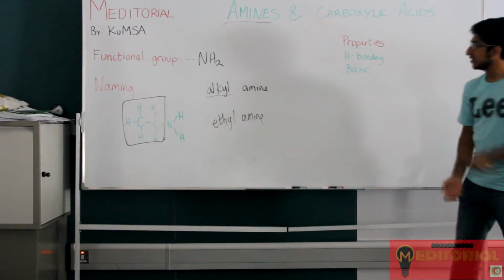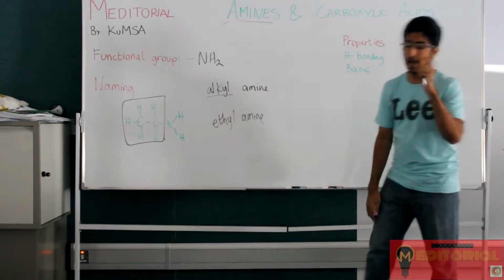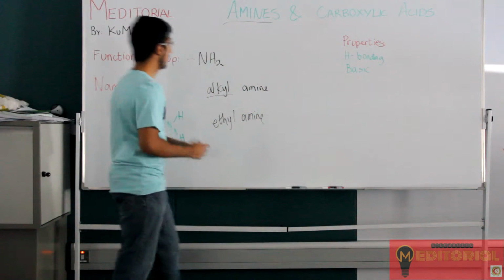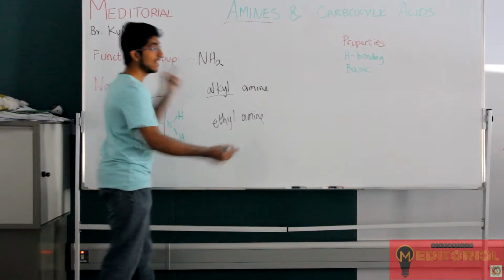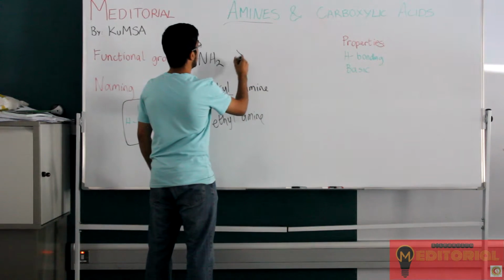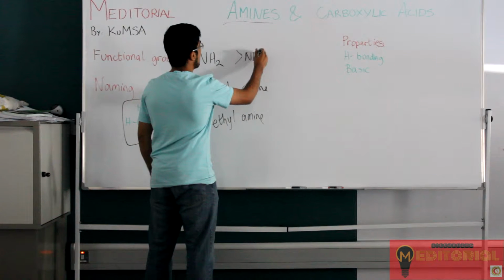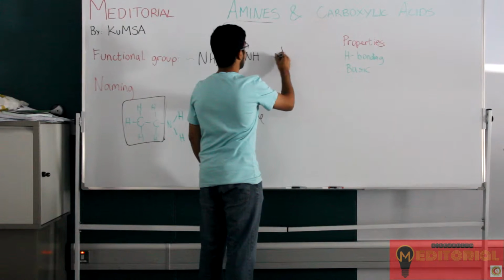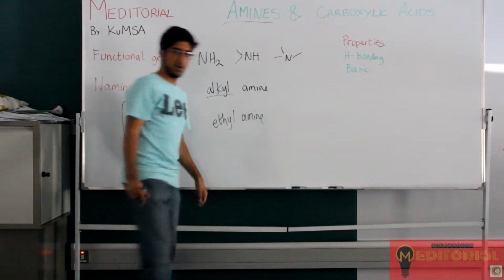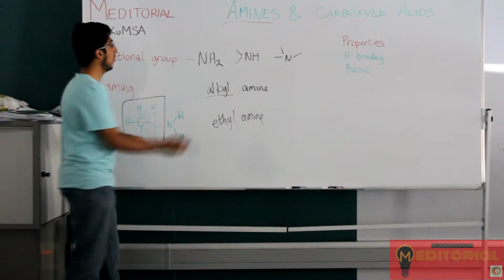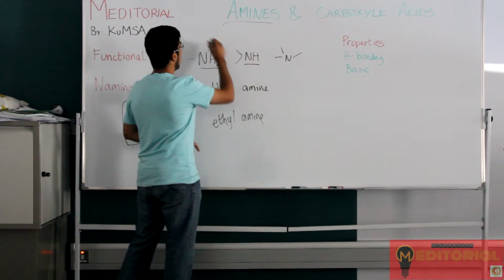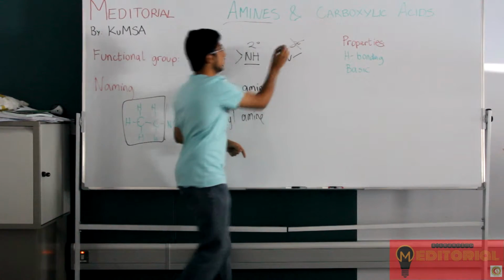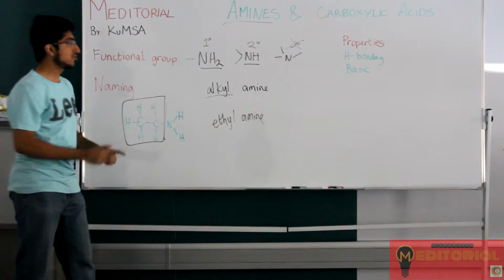What about the properties? It can do hydrogen bonding. However, only primary and secondary amines can do hydrogen bonding. So this is a primary amine. A secondary amine would be where the N is bonded to two places and you have NH. That's a secondary amine. A tertiary amine is where the nitrogen has three bonds to something else. So obviously only the ones that have a hydrogen can bond. Primary and secondary can bond. Tertiary cannot.